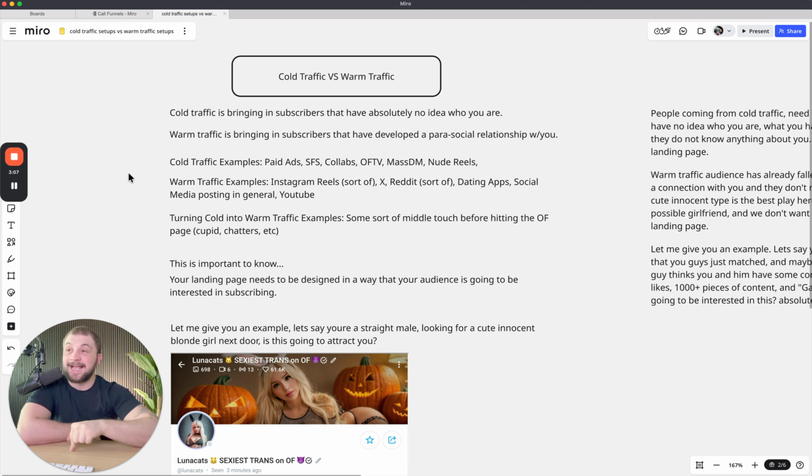Now, dating apps specifically are going to be very warm traffic because you guys are matching with each other, which warms that connection up. Then anything related to just social media posting in general, YouTube, etc., that is typically warmer traffic.